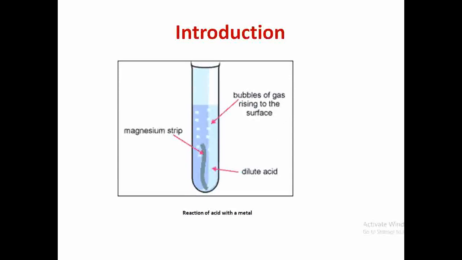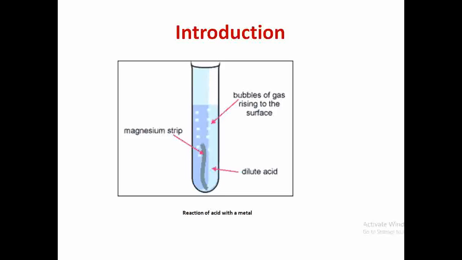In the reaction mixture on the screen, we have added magnesium ribbon into an acidic solution. You can see bubbles of gas rising to the surface. That gas is hydrogen gas. In another reaction, where we want to produce hydrogen gas without using magnesium ribbon, the question is, which other elements can be used in place of magnesium?